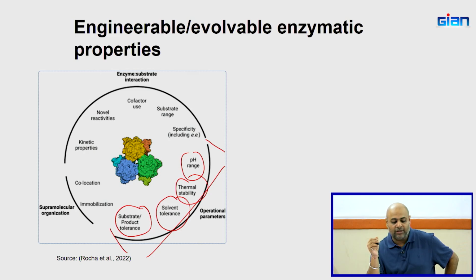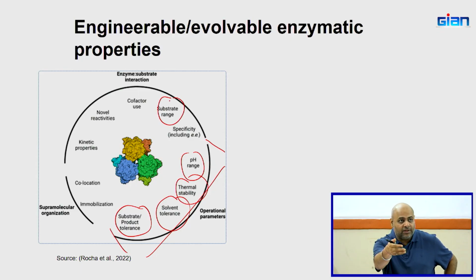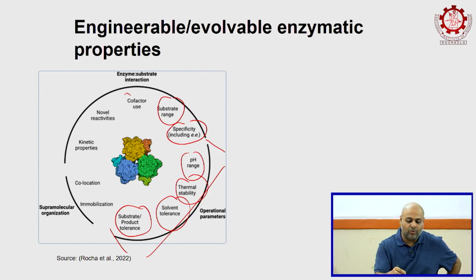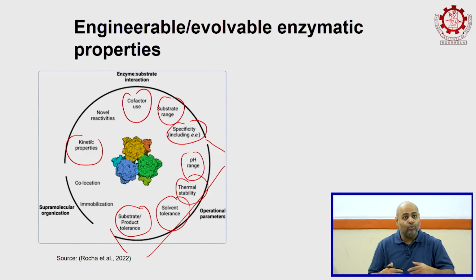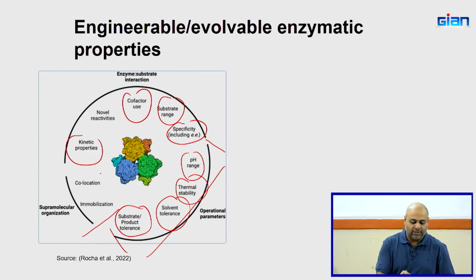If you're looking at it from the reaction perspective itself, you're looking at the different substrate ranges that it can work with, the specificity of the enzyme to a specific substrate, the novel reactivities, like the reactions that it can generate, the cofactor use, and the kinetic properties, how quickly it can catalyze that specific reaction. The other would be the immobilization and co-location.